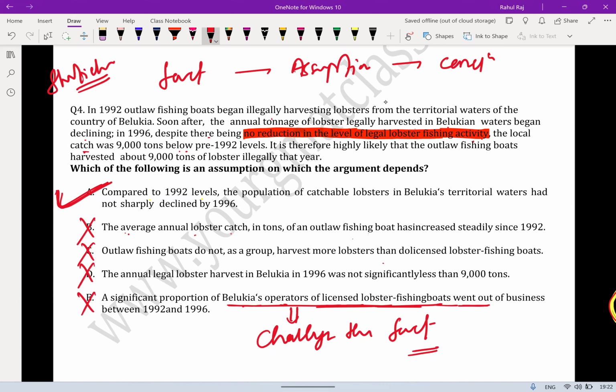Tell. Anyone, any problem with this question? Please pick it up. All clear?